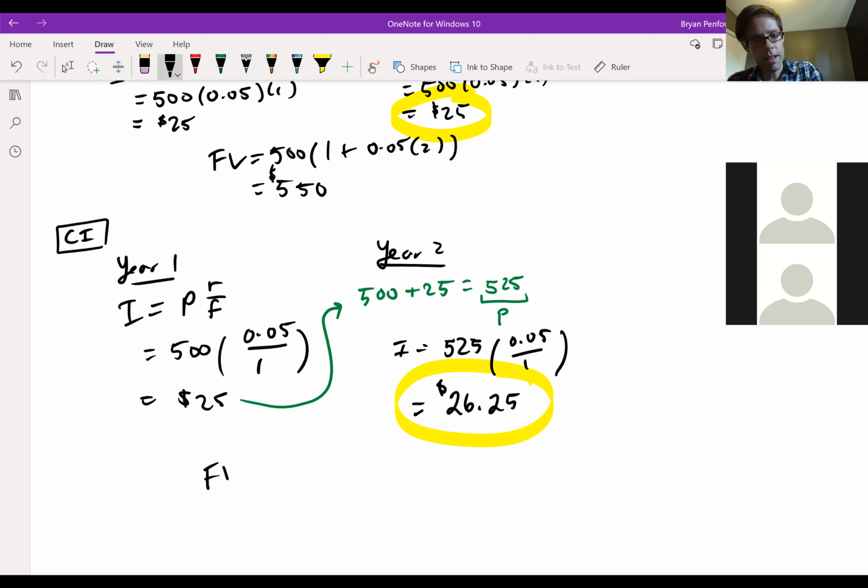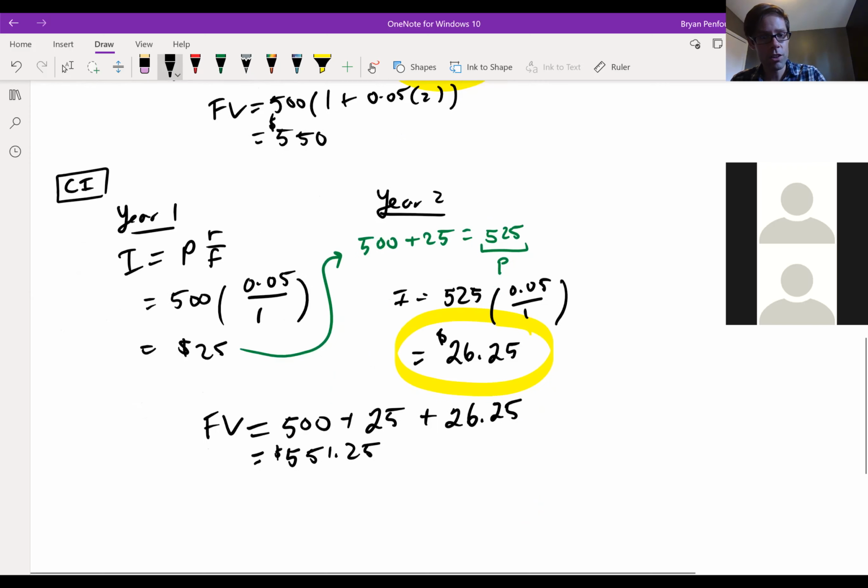Okay, so our future value is going to be $500 plus the $25 we earned in year 1 plus the $26.25 we earn in year number 2. So it's going to come out to be what, $551.25. We get an extra $1.25 essentially.